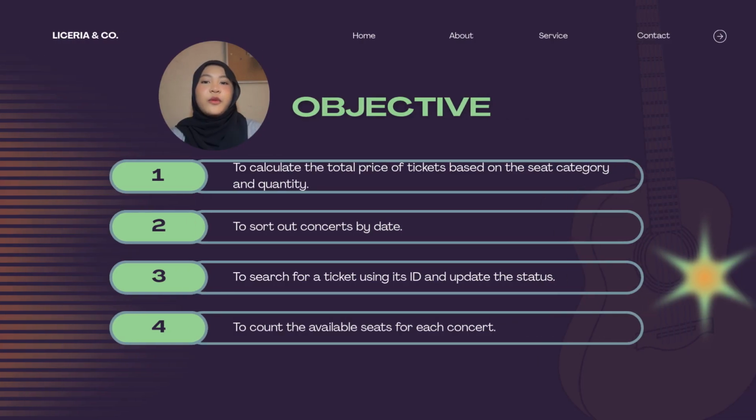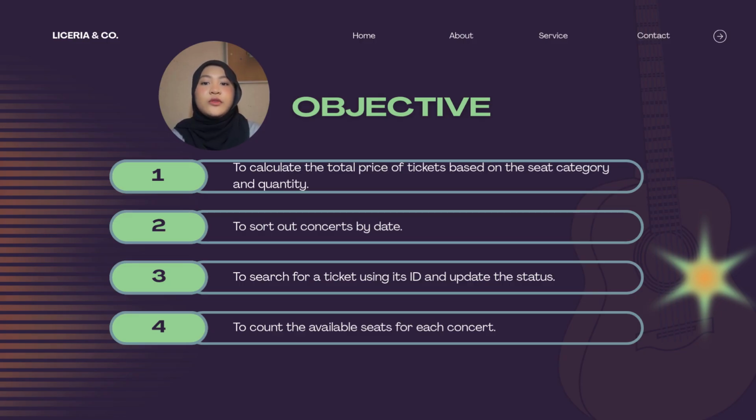Now, I will explain the objectives of our concert ticket management system. The first objective is to calculate the total price of tickets based on the seat category and quantity selected by the customer. This feature helps users know the exact amount they need to pay according to their ticket choices. The second objective is to sort concerts by date. This allows users to view concerts in an organized manner and makes it easier for them to find upcoming events.